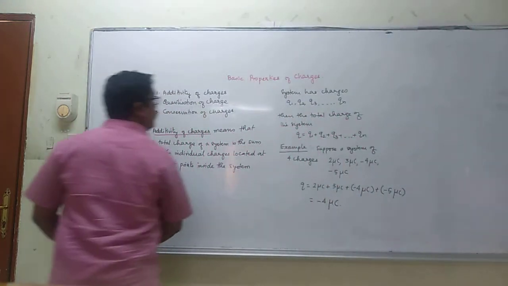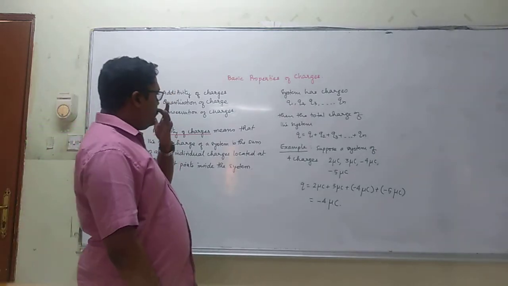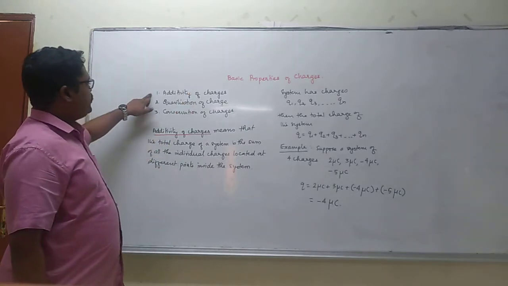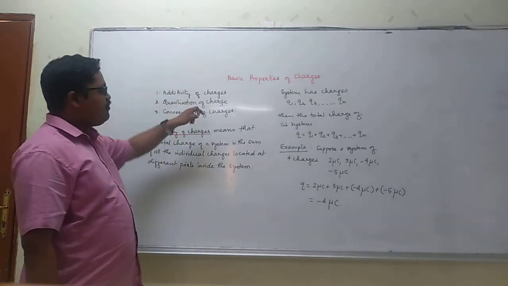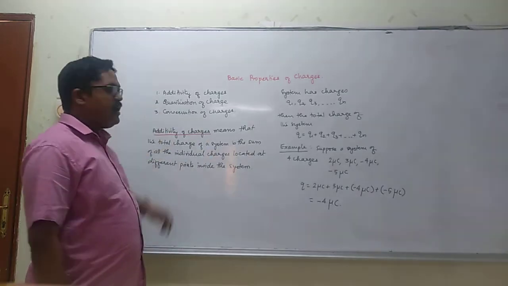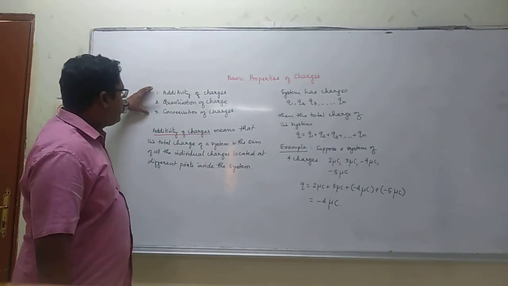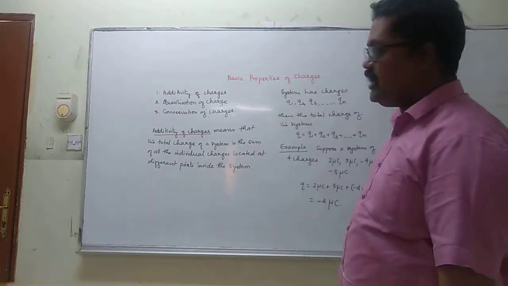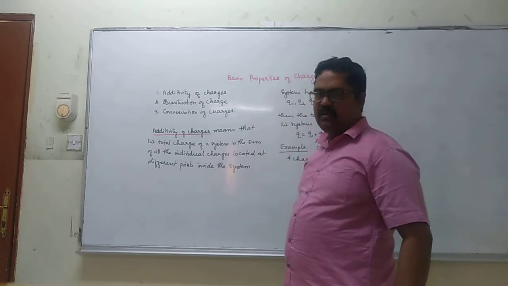Coming back. So what are the basic properties of charges? There are mainly three important properties of charges. The first property of charge is known as the additivity of charges. The second property of charge is called the quantization of charge. And the third one is known as the conservation of charges. Now these three basic properties of charges are very important. So when you study charges, these basic properties need to be understood.